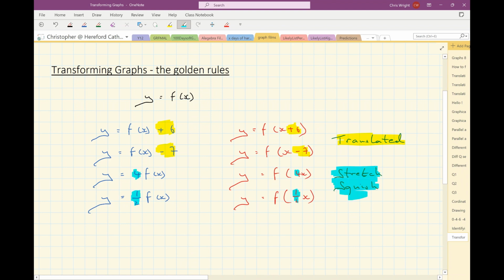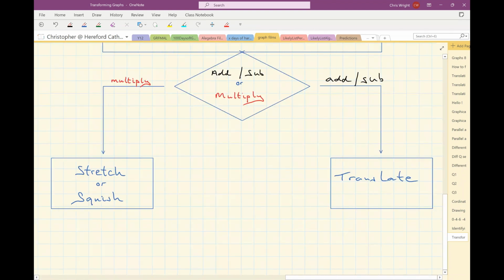Now, let's put that into our flowchart and see what it looks like. So here's the second part of the flowchart, and you can see we're asking ourselves, is the change an addition or subtraction, or is it a multiplying change? If it's a multiplying change, we're dealing with a stretch or a squish. And if it's an addition or subtraction change, we're dealing with a translation.